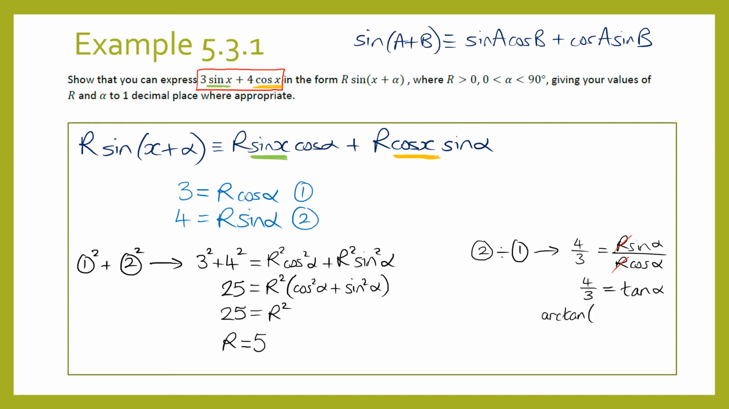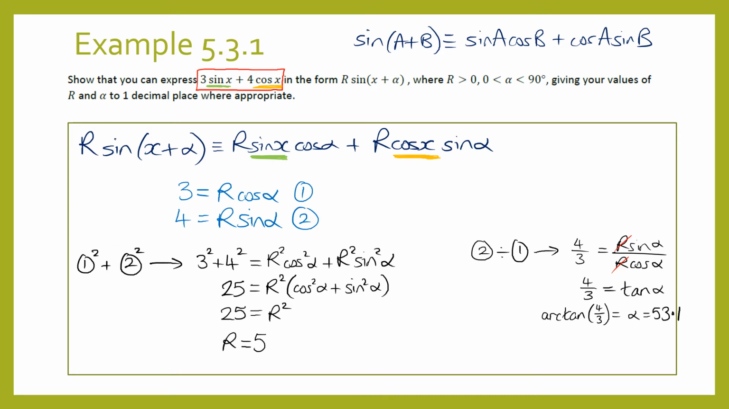So inverse tan, or arctan, means the same thing, of 4/3 is alpha. Take a look at the question. Are we in degrees or radians? Hopefully by now you've trained yourself to always check and get the calculator in the correct mode. I've got 53.1 degrees on the calculator.